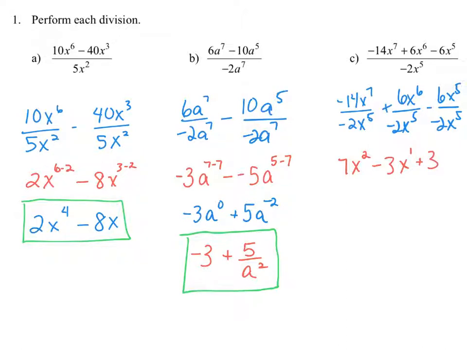And x to the fifth divided by x to the fifth, that's x to the 0. In other words, that's 1. We can write that as x to the 0. Let's simplify our final answer as 7x squared minus 3x plus 3.